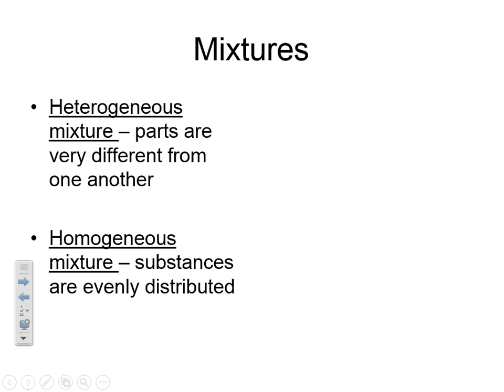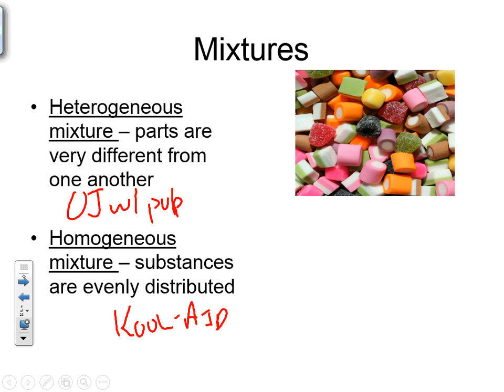Now, what is an example of a heterogeneous mixture? Parts are different from one another. Anyone like drinking orange juice in the morning? Anyone like drinking it with pulp? Where does the pulp settle out? The pulp settles out to the bottom. Therefore, the top of the orange juice is very different than the bottom. So a heterogeneous mixture is not mixed evenly. A homogeneous mixture is.